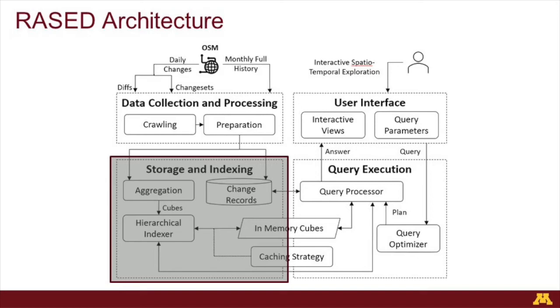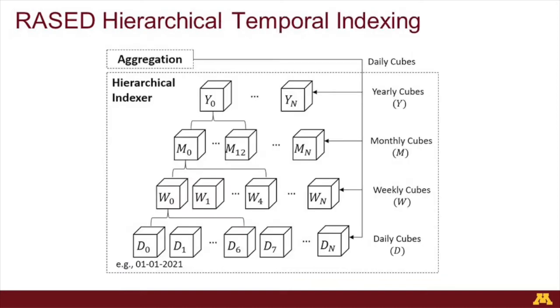To solve this, RASED organizes this large number of cubes in a hierarchical temporal index structure of 4 temporal levels: daily, weekly, monthly, and yearly levels, as shown in the figure. The lower daily level is the same daily cubes generated by the aggregation. The weekly level includes an aggregation of all 7 cubes that are in the same week, and so on for the monthly and yearly levels. This index makes answering users' analysis queries highly scalable and interactive, regardless of the requested period.